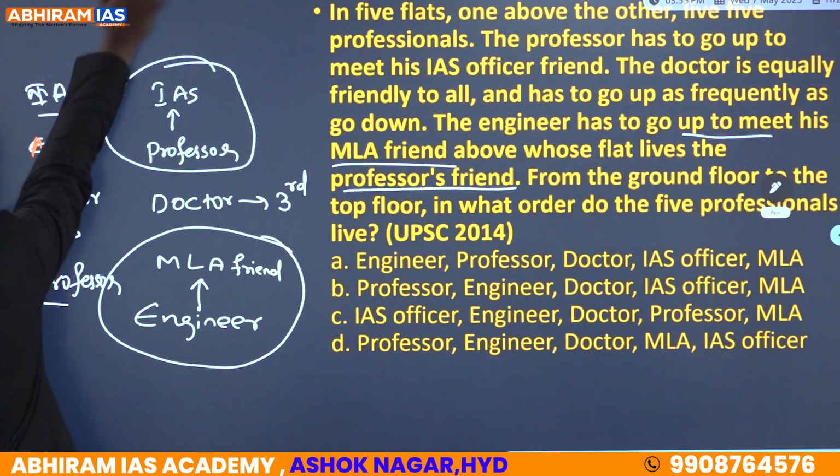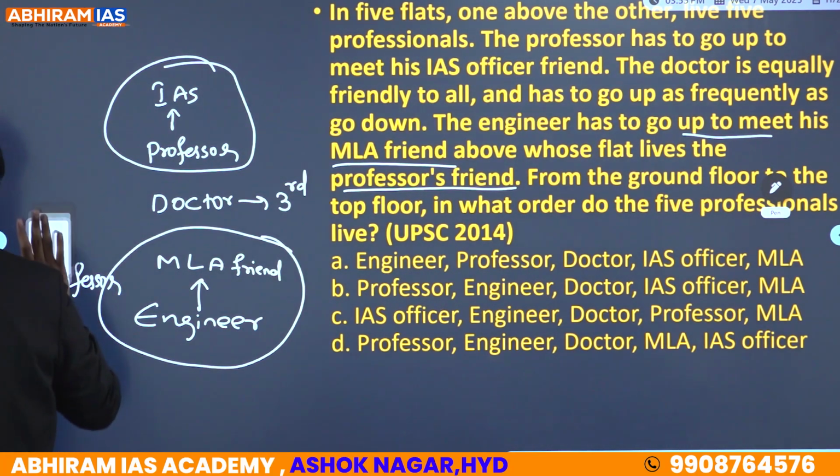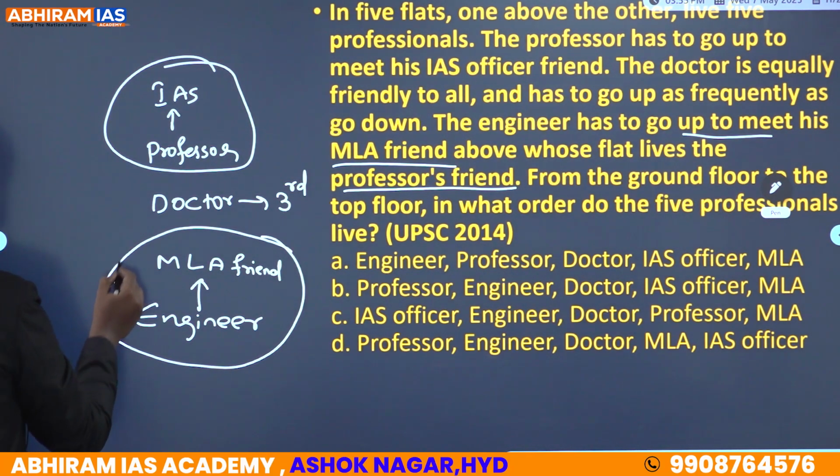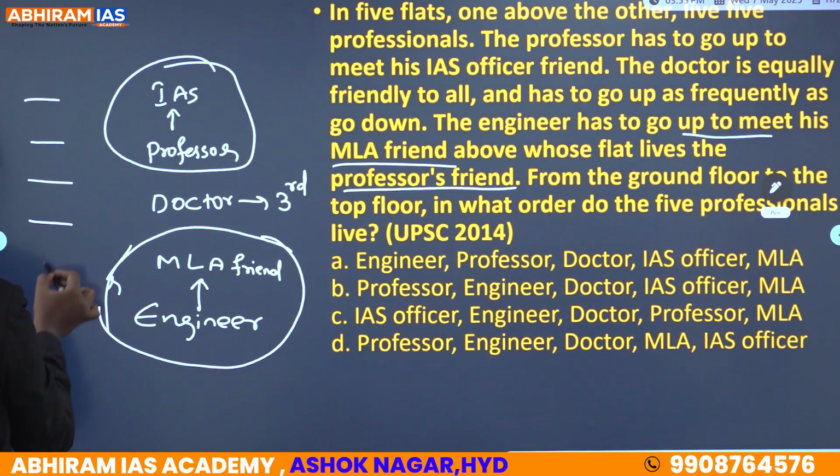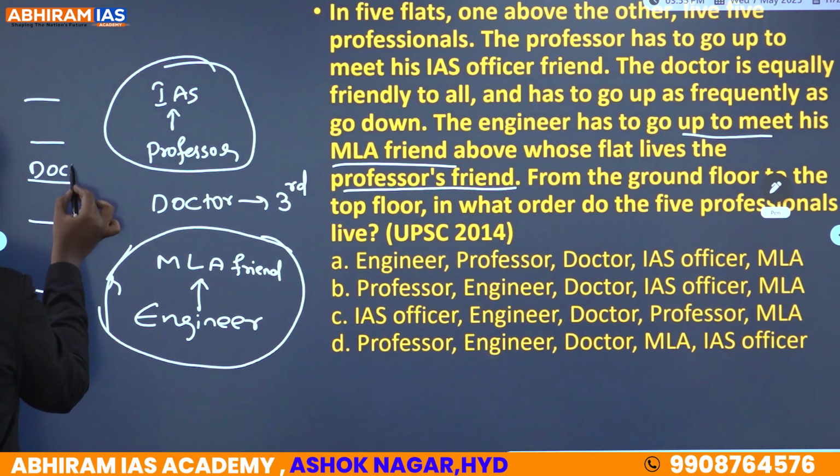Okay, one second, we will write it more clearly. Now one thing is very clear, above professor I should have IAS, engineer should travel above to meet his MLA friend and doctor is in the middle floor. 1, 2, 3, 4 and 5. Doctor is in the third floor.